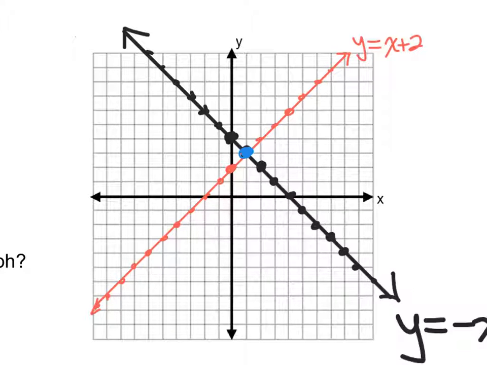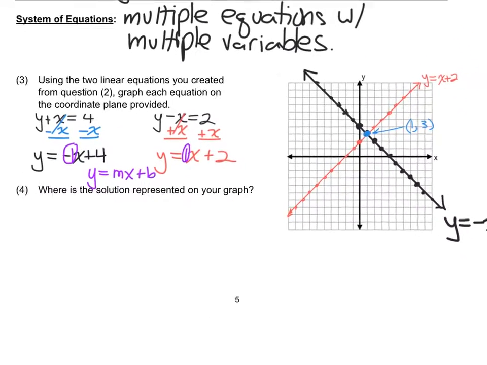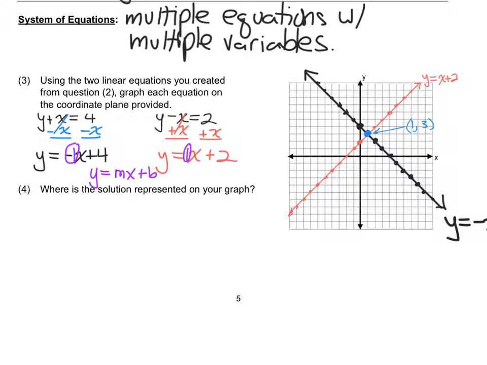All right, so we have an intersection here at the coordinates of 1, 3, right? Let's just talk about that for a second. So where is the solution represented on your graph? It's the intersection, where the lines meet. Intersection at 1, 3. All right.